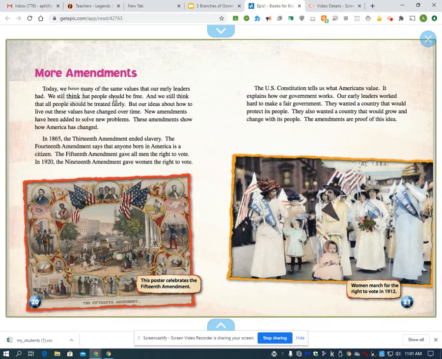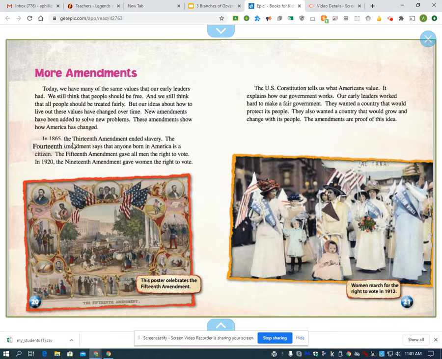Today, we have many of the same values that our early leaders had. We still think that people should be free, and we still think that all people should be treated fairly. But our ideas about how to live out these values have changed over time. New amendments have been added to solve new problems. These amendments show how America has changed.